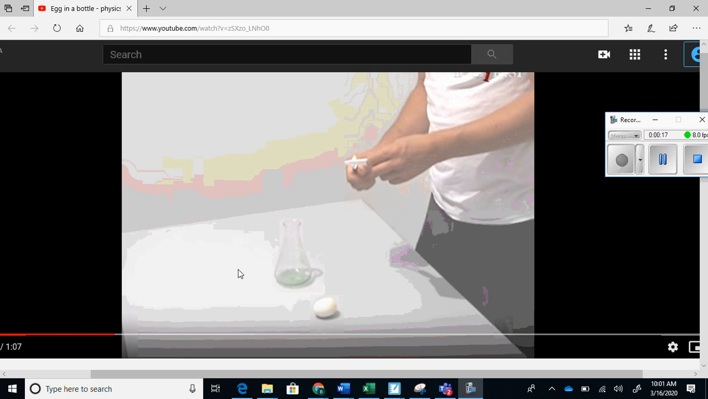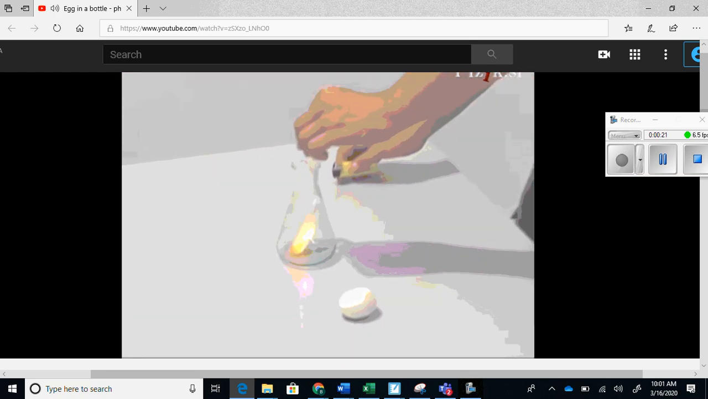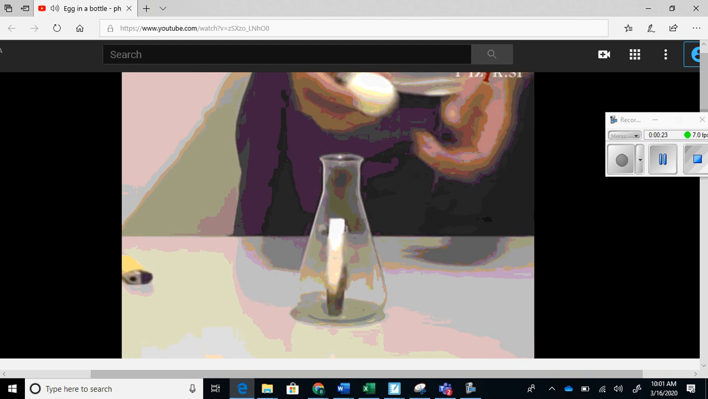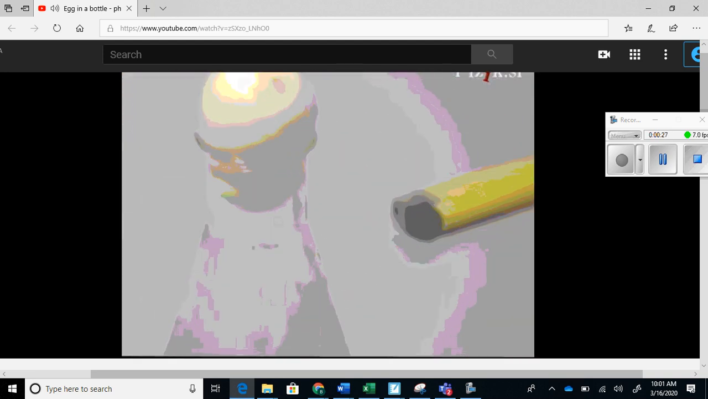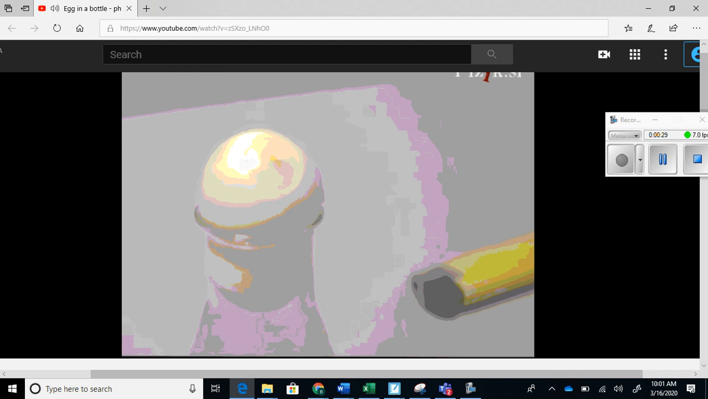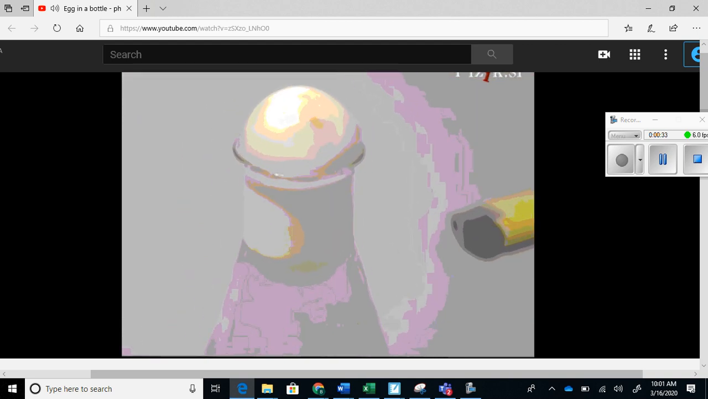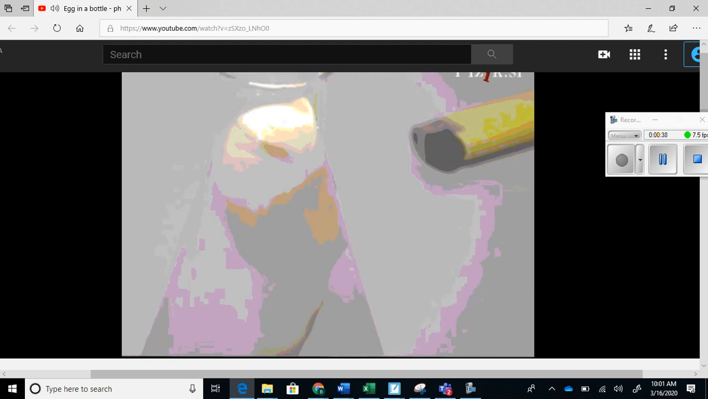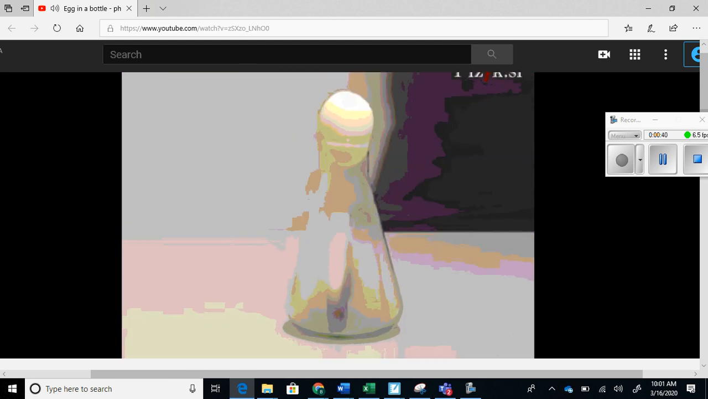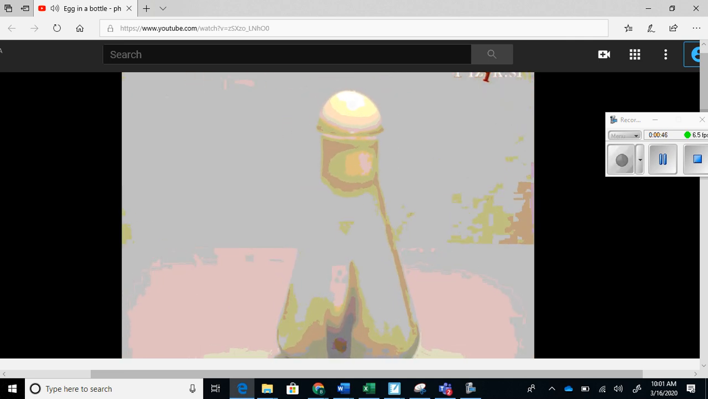So what's happening in this video is he's lighting a piece of paper and he's throwing it into the flask. This is going to simulate the temperature rise. Okay? So as the temperature rises, we place the egg on top, and then the flask begins to cool and approach room temperature. So as it cools, we notice that that egg begins to get sucked into the flask, decreasing the volume of the gas inside. We're going to see what final pressure is inside this flask.